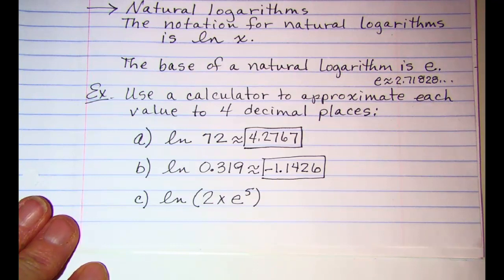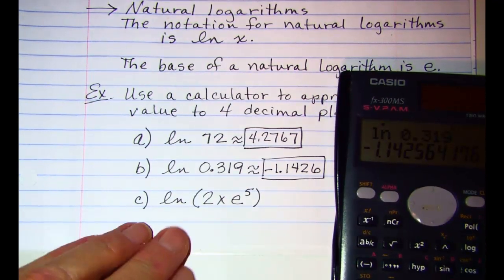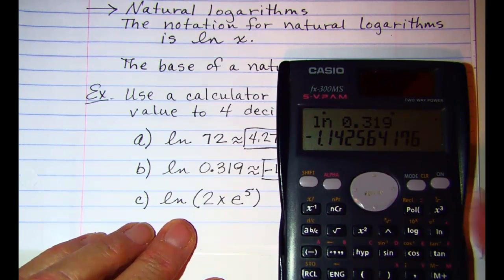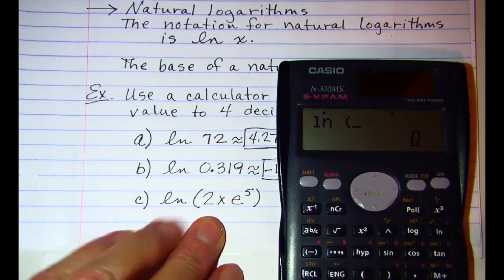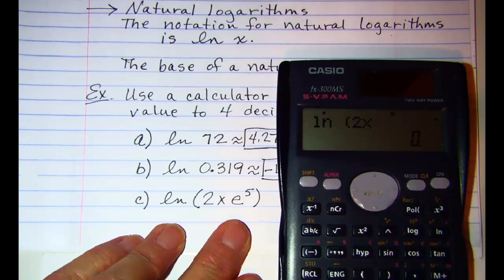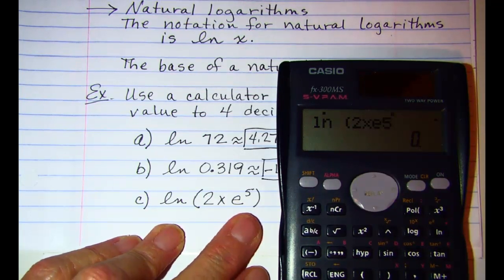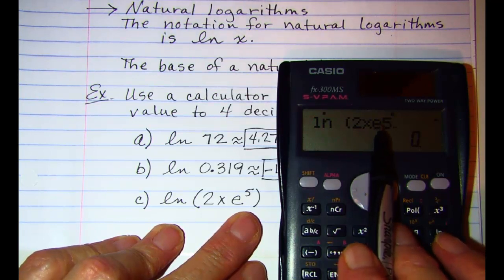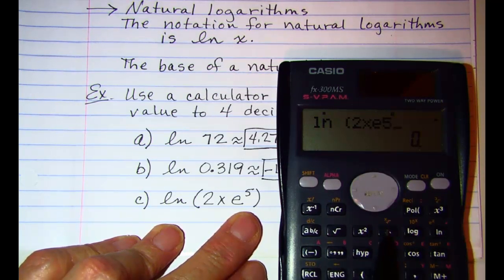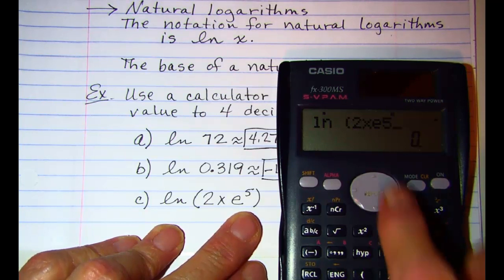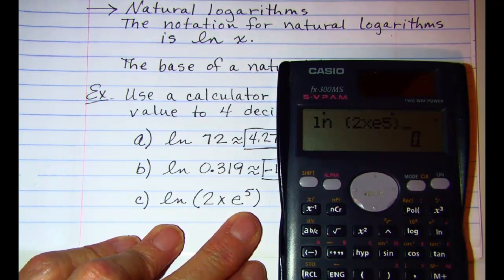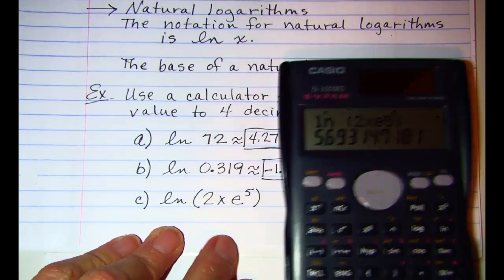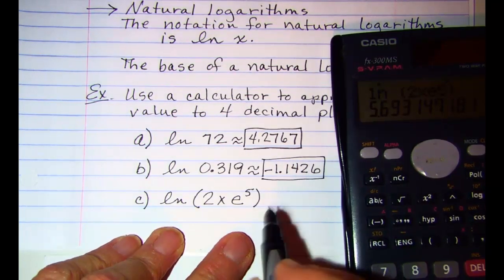And one last example. Let's do the natural log of 2 times e raised to the 5th power. Now with this calculator, you don't actually raise it using our power button. You just type your exponent right next to the e that's showing there, and we get 5.69.